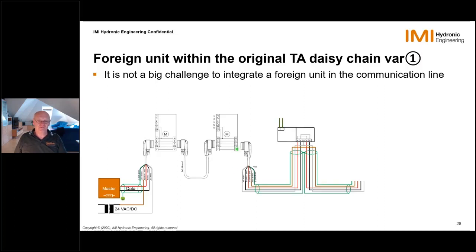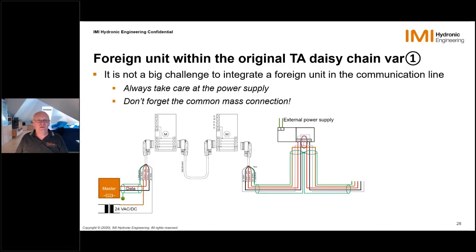Then we are using an A cable, integrate a foreign unit, and therefore we always have to take care of the power supply of these units, because we don't know what's happening. So we can integrate it here in the bus itself, but it should always be an external power supply for this unit. We should never transport the power supply of this unit over our bus system. And then, of course, we have to take care of this common mass connection, as we have described before.